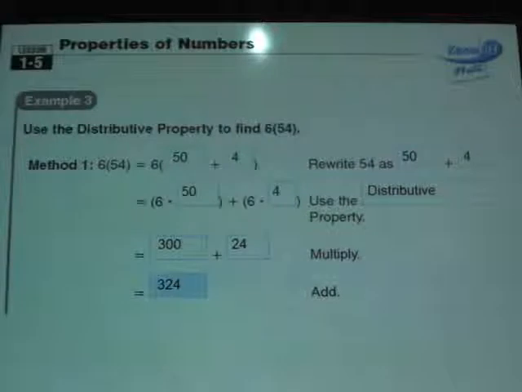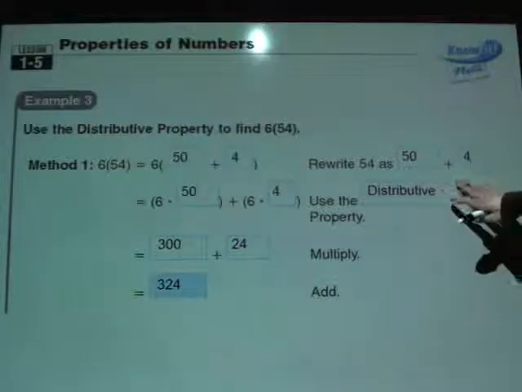What they ask us to do here is to use the distributive property. And the distributive property is going to take that larger number, that 54, and break it up into pieces. And as you can see, what they've decided to do with 54 is rewrite it as 50 plus 4. And of course that would be the same thing because 50 plus 4 makes 54. So now what they've done is, instead of doing 6 times 54, they're going to take the 6 and multiply it by the 50, and the 6 and multiply it by the 4, and combine the results when we're done.